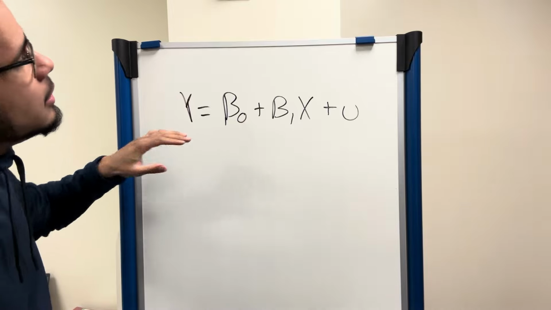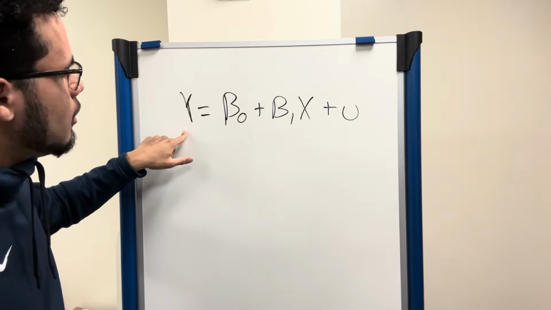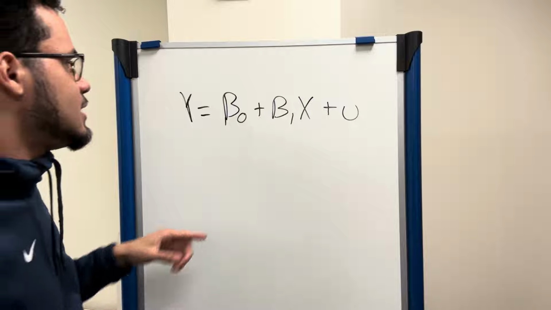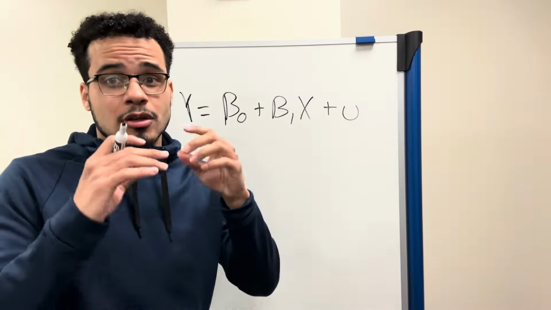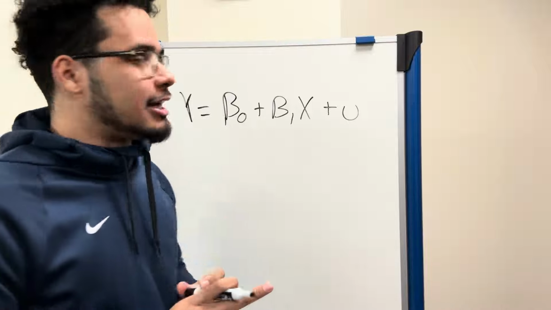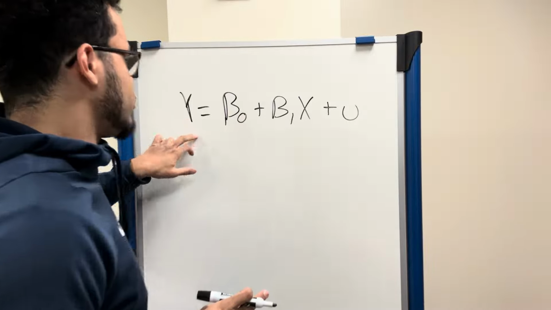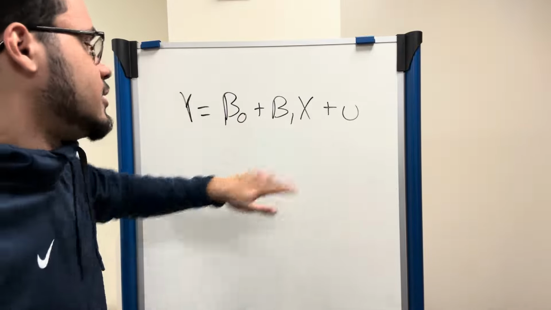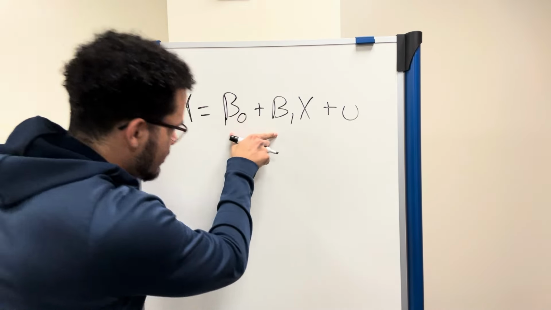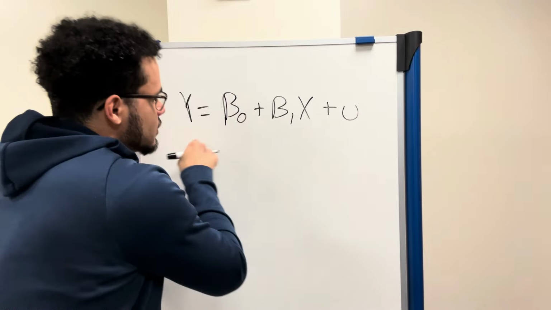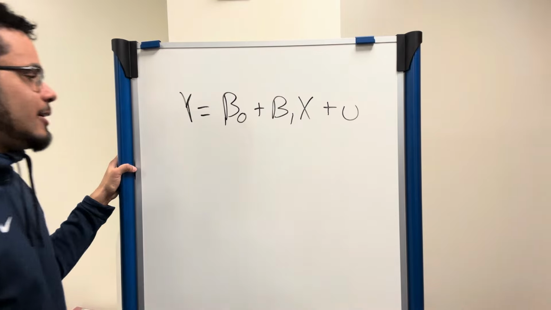But for now, let's just call this wage. The y represents the wage, the x represents schooling. This is a foundational regression in labor economics. We're trying to measure the relationship between wages and schooling. Like I said, these two are fundamental parameters that describe the relationship between wages and schooling.